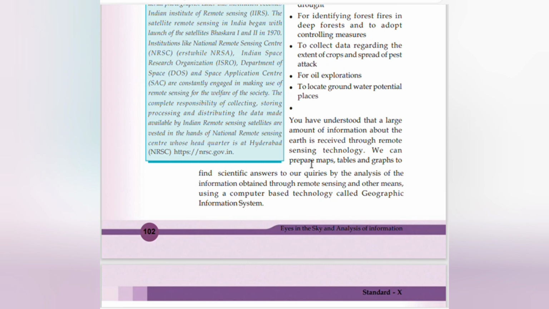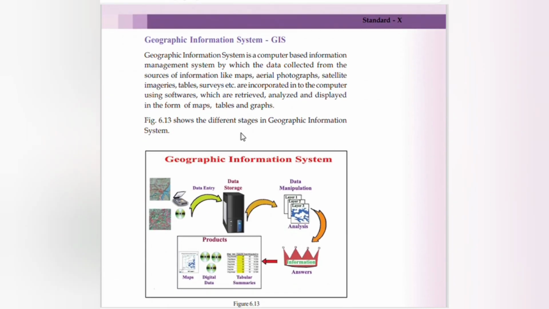We have understood that a large amount of information about the Earth is received through remote sensing technology. We can prepare maps, tables, and graphs to find scientific answers to our queries by the analysis of the information obtained through remote sensing and other means, using a computer-based technology called Geographic Information System.